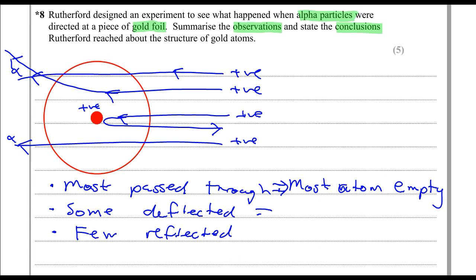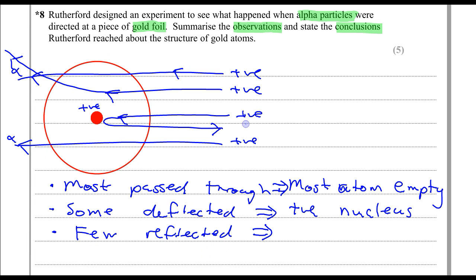And the deflection tells us about the charge of the nucleus. Given that alpha particles are positive, they are repelled from the nucleus at the center, so the nucleus has to be positive as well. If the nucleus had a negative charge, it would actually attract the positive alpha particles. So the conclusion there is that we have got a positive nucleus.